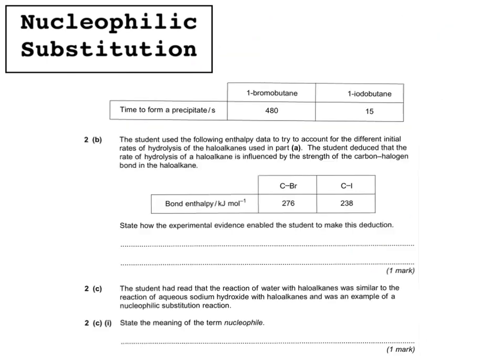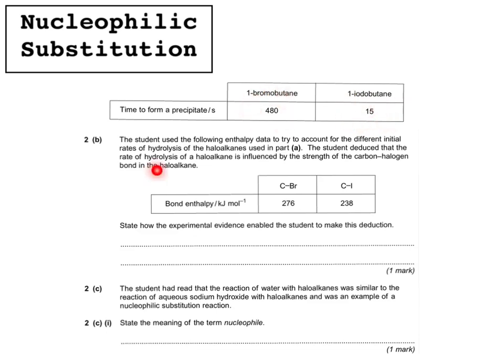So here's another question. It says the student used, talking about a student that they referred to at the beginning of this question, so this is 2b, there are a couple of questions beforehand. You'll need this table from the beginning of the question to answer. So the student used the following enthalpy data to try to account for the different initial rates of reaction in the haloalkanes using part A. So here is the time taken to form a precipitate from one bromobutane and one iodobutane. So essentially this is how quickly the reactions went.